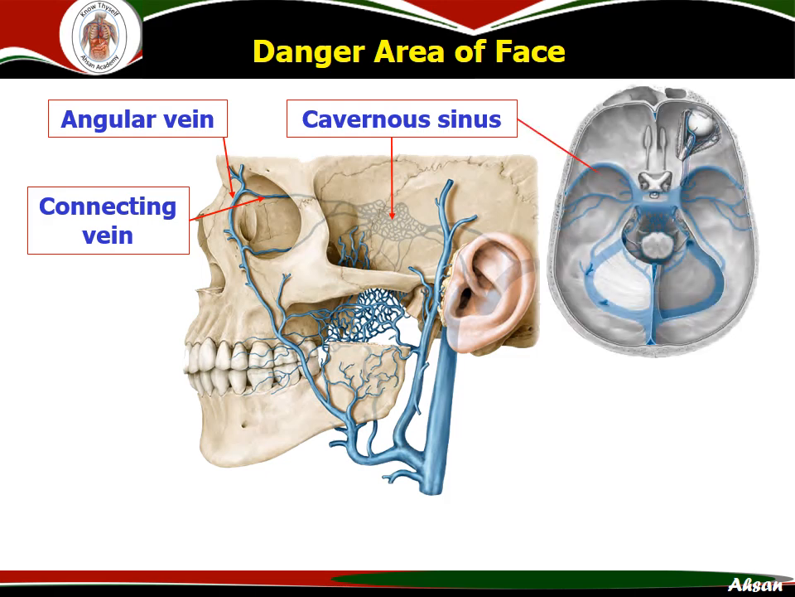You can see this is the area of the cavernous sinus within the cranial skull. This is the sphenoid bone at the center, and on either side of the sphenoid bone the cavernous sinus is situated, and you can see the connection. The veins run in all directions, and all are valveless.